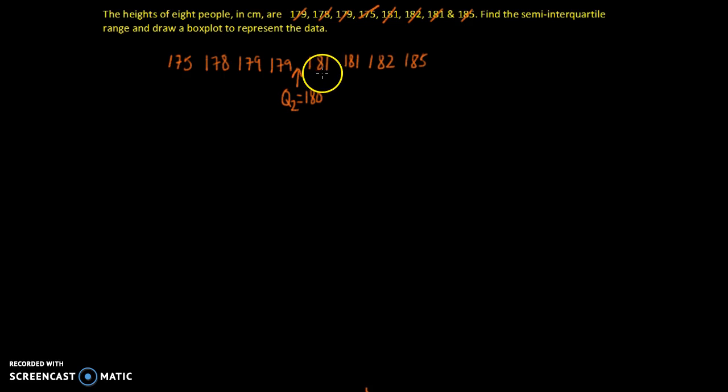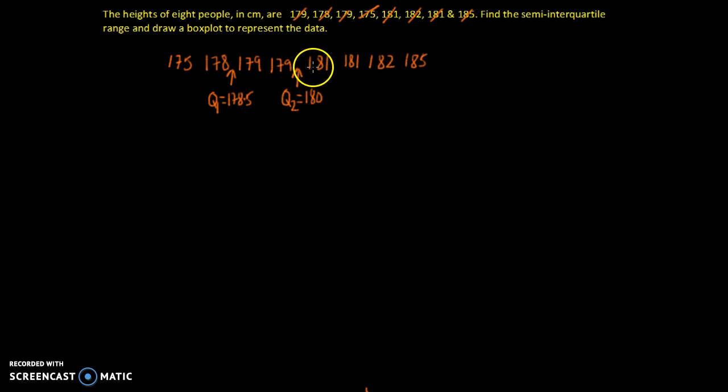Now we also have to find a thing called the lower quartile. So we're going to look at the lower half of the data and find halfway in between that. So that's there. We're going to call that Q1, and halfway in between 178 and 179. I'll try and write that a bit clearer, 178.5.